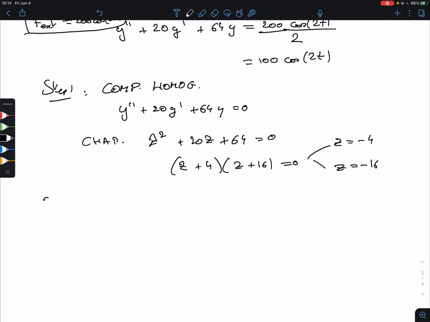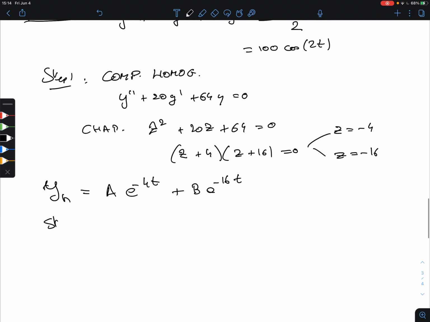This is really just copying everything I had here, but now this is homogeneous. E to the minus 4t plus b e to the minus 16t. Okay. Oh yeah, initial conditions. Well, I'll tell them later. Do I have them? I forget now. Yeah, I have them, sorry. Well, let's figure it out later. So that's step 1. So now step 2.